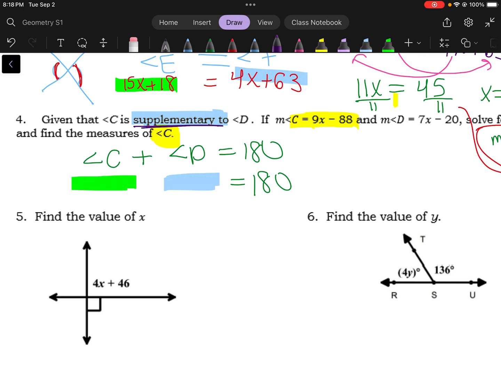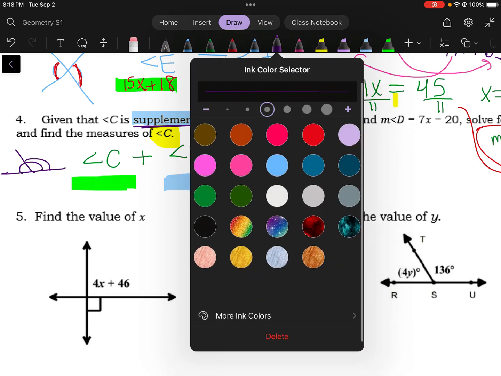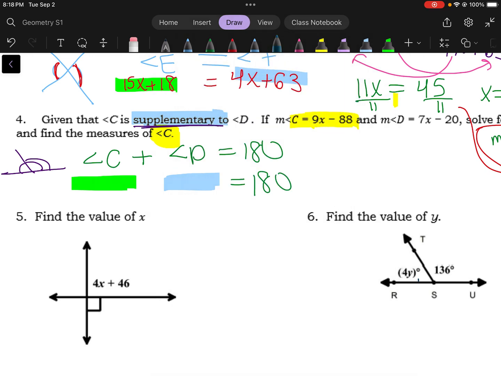Okay, so the word supplementary means that the angles have to add up to 180. They form a straight line. They don't have to be connected, but they form a straight line together. Okay, so C is 9x minus 88, and angle D is 7x minus 20.